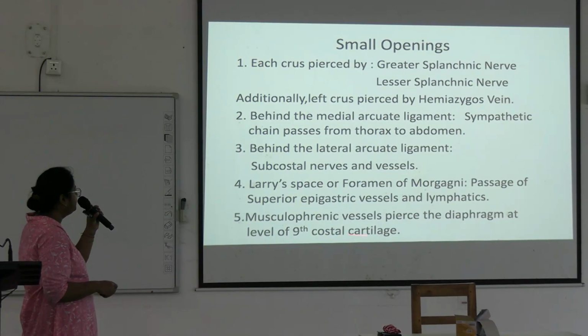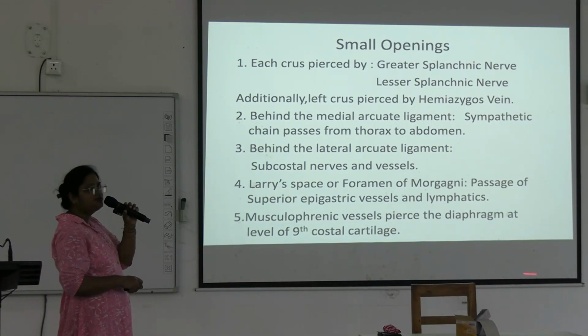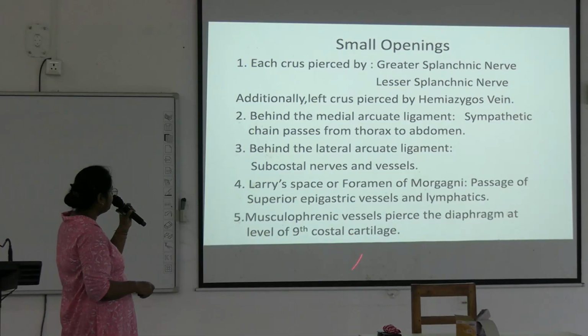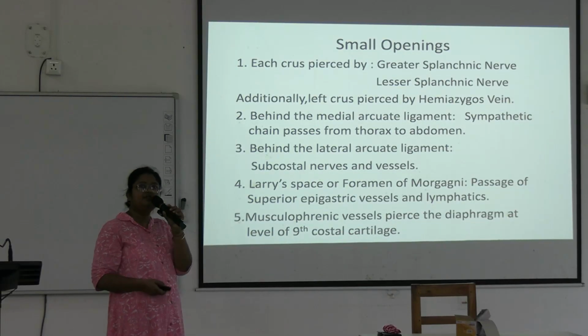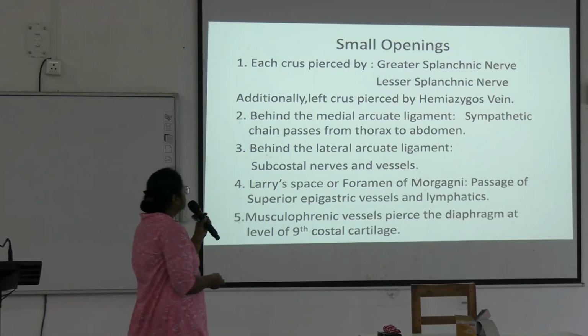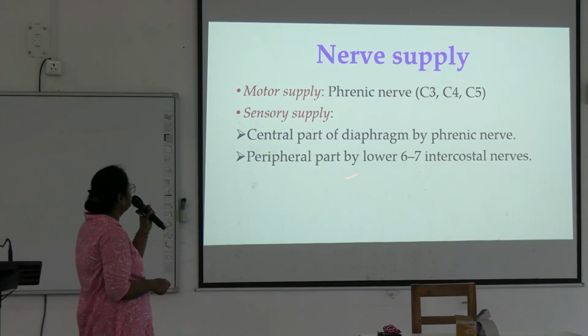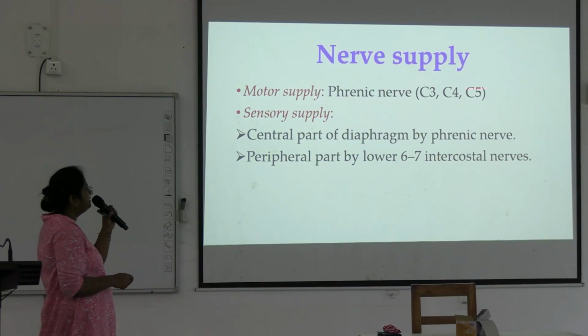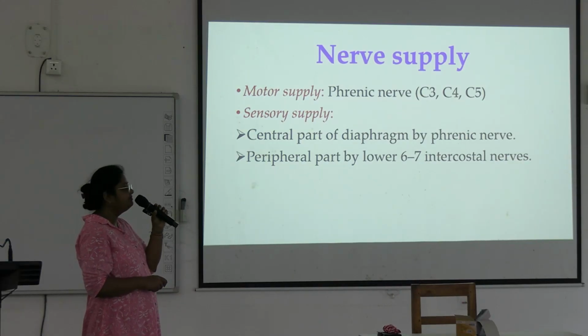Next, musculophrenic vessels pierce the diaphragm at the level of the 9th costal cartilage. Okay. So these are the different minor openings and structures passing through these openings. Next we are going to nerve supply. It is supplied by the phrenic nerve. Phrenic nerve root value is C3, C4 and C5.